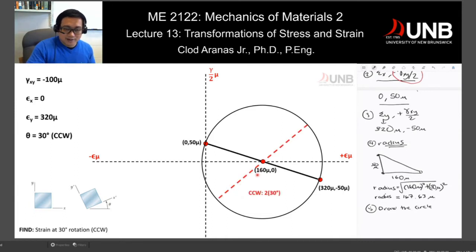So I have to rotate this one counterclockwise, and then I'm going to get these lines, and whatever the values at this point, I'll be able to obtain what would be my epsilon x or epsilon y. And take note, your 320 right here, this is epsilon sub y, which means if I rotate it at this point, the x value. So take note, this 320 is from your normal strain.